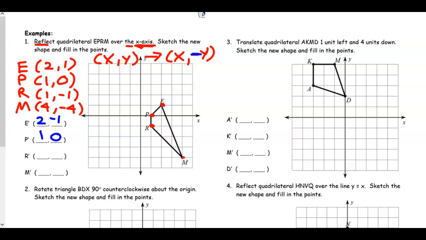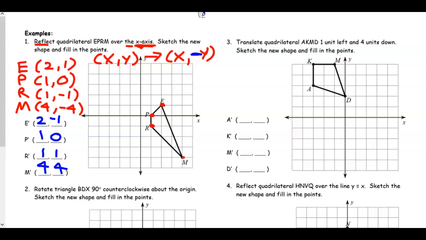Okay, now 1, negative 1. If I change that y sign, negative 1 becomes positive 1. What about 4, negative 4? 4, positive 4. Okay? All I did was change all of the y signs because that's my rule, right? It's right here. Okay, now can you plot those 4 points? That's it. Gotta graph it. Some people stop right here. You gotta graph it.